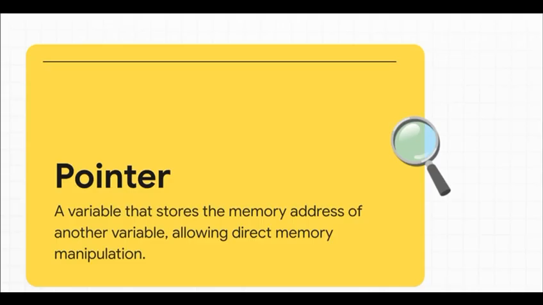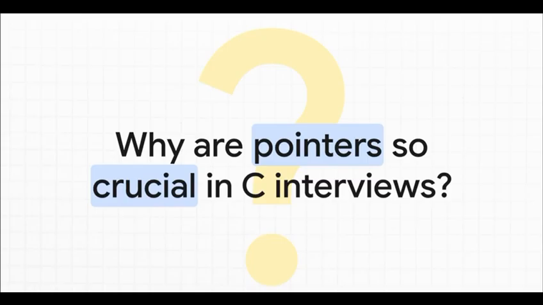It's just a variable, but instead of holding a value like the number 5, it holds the memory address of where that 5 is being stored. That's it. And that one simple idea gives you an unbelievable amount of power. So why the obsession in interviews, right? What is it about manipulating these simple addresses that's so fundamental to writing good C code?